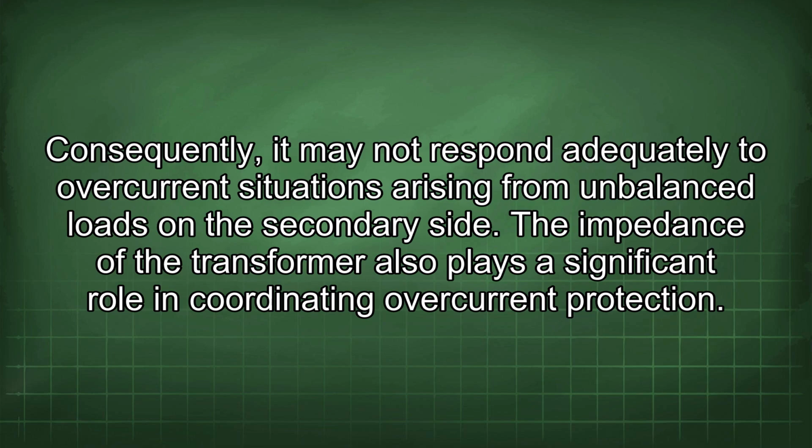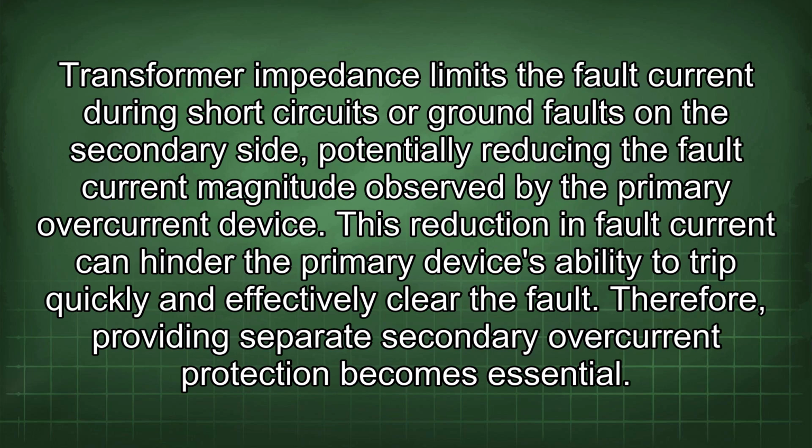The impedance of the transformer also plays a significant role in coordinating overcurrent protection. Transformer impedance limits the fault current during short circuits or ground faults on the secondary side, potentially reducing the fault current magnitude observed by the primary overcurrent device. This reduction in fault current can hinder the primary device's ability to trip quickly and effectively clear the fault. Therefore, providing separate secondary overcurrent protection becomes essential.